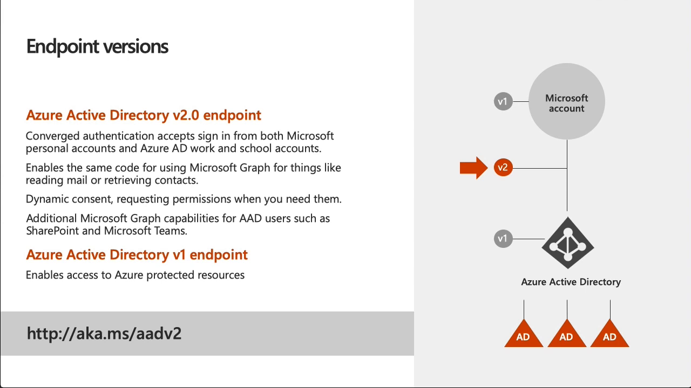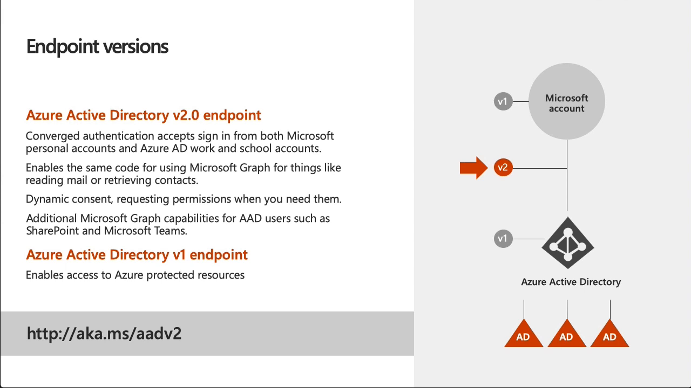But what that's going to allow us to do then is that we don't have to worry about that extra complexity. We're going to let Azure AD figure all that out for us. So that's one nice thing. That's the first 2 points. Converged authentication accepts sign-in for both Microsoft personal accounts and Azure AD Work and School, and it enables the same code, the code that we write, for using the Microsoft Graph for things like reading mail and retrieving contacts.